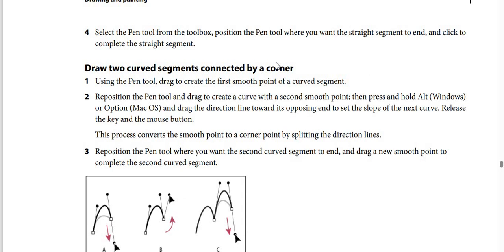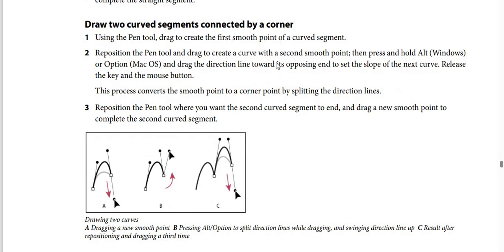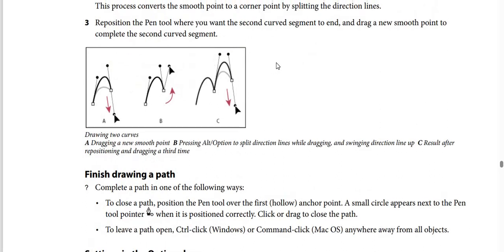Step number 3. Reposition the pen tool where you want the second curved segment to end, and drag a new smooth point to complete the second curved segment, like this screenshot now.